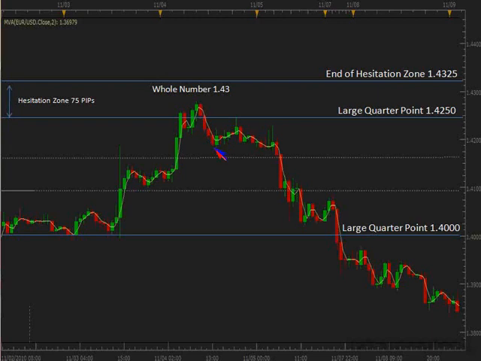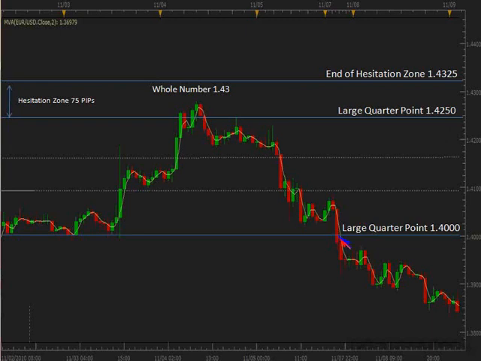So then the prices reverse, move to the large quarter point, to the end of the hesitation zone below $1.4250, and then on any pullbacks, move back to $1.4250, and then ultimately we had further progression in that large quarter, ultimately leading to the completion of the large quarter between $1.4250 and $1.40.